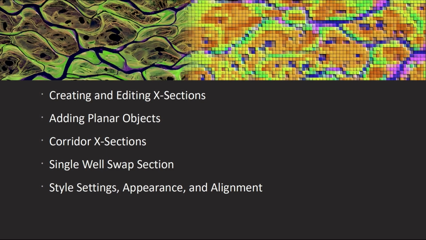To recap, in this video we explored the basics of creating and editing cross-sections in Petrel, as well as how to add planar objects to a cross-section. We looked at the Corridor cross-section tool, which allows you to pan through wells interactively, much like 3D seismic planes. We looked at the Single Well Swap section, which allows you to quickly QC and fix data busts in your well tops one at a time. Finally, we looked at some of the common style settings you will use to change the appearance of your cross-sections.